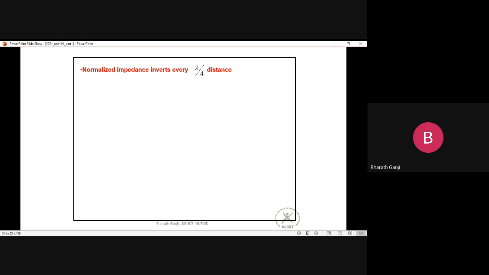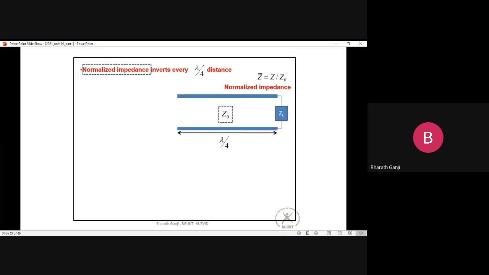But the most interesting property is this one: if the line length is lambda by 4, then we say that the normalized impedance is inverted. Let us see what that means. What do you mean by normalized impedance? Any impedance that we deal with on the line is divided by the characteristic impedance, and the resulting value is called the normalized impedance. So the normalized impedance of the load is ZL divided by Z0. The normalized characteristic impedance is Z0 divided by Z0, which is equal to 1.